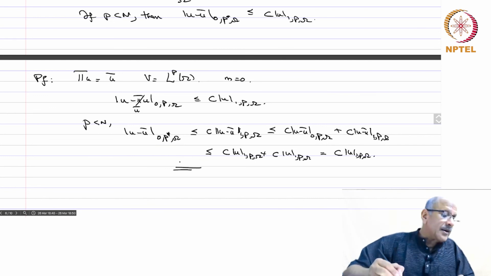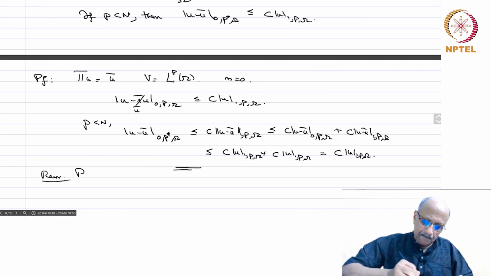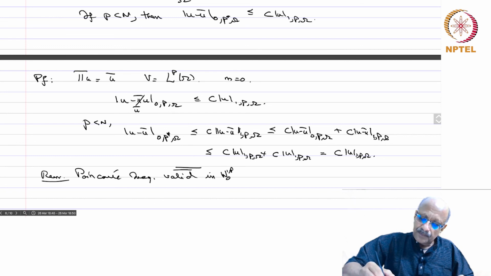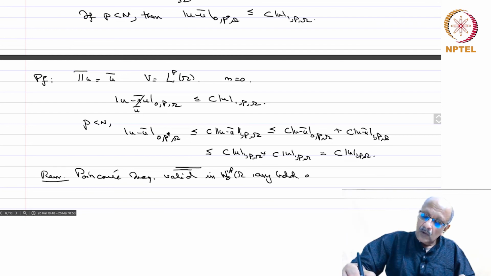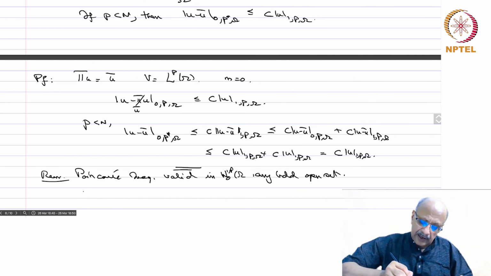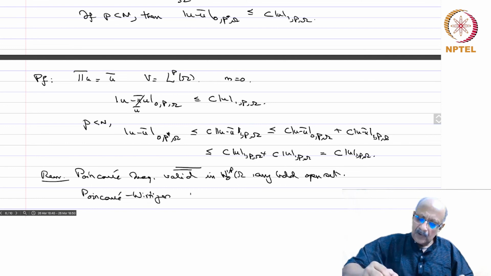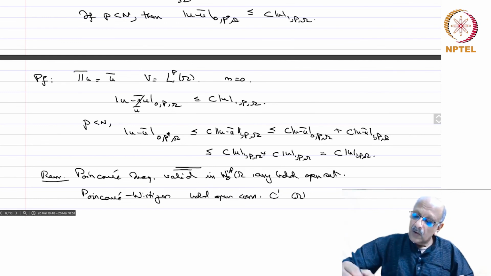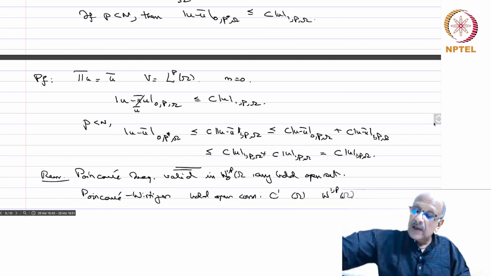So, a remark. The Poincare inequality is valid in W_0^{1,p}(omega) for any bounded open set. Poincare-Wirtinger requires omega to be bounded, open, connected, of class C^1, but it's valid in W^{1,p} of omega. Okay, so there's a price we have to pay with this.